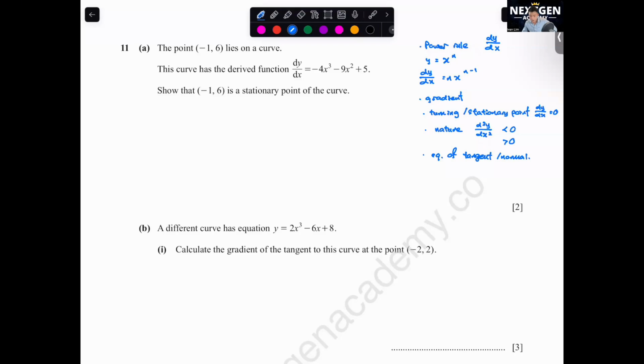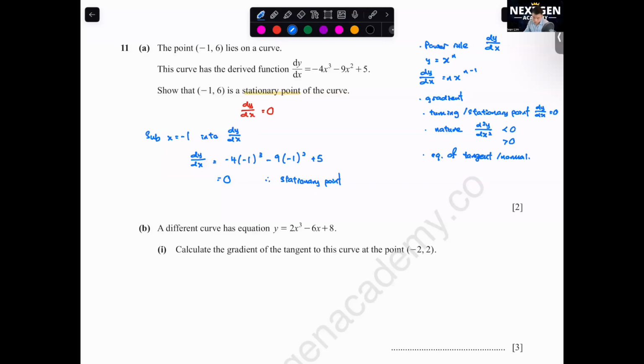Okay, we want to prove that it's a stationary point. When you see this word stationary point or turning point, this is a keyword. We want to prove that dy over dx equals 0. So all I want to do right now is substitute x equals -1 into dy over dx. dy over dx will be equal to -4 times (-1) cubed, minus 9 times (-1) squared, plus 5. You should get 0. This is all you need to prove, dy over dx equals 0. You get it right? Therefore, stationary point.